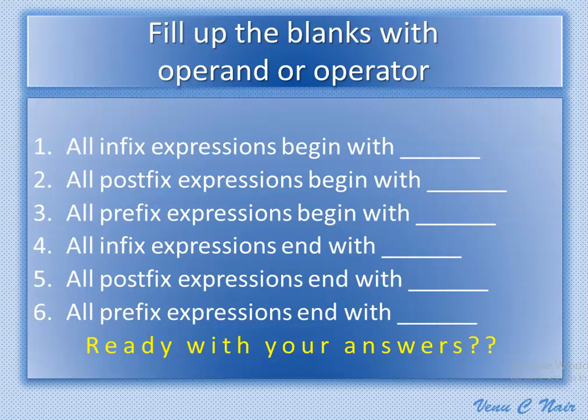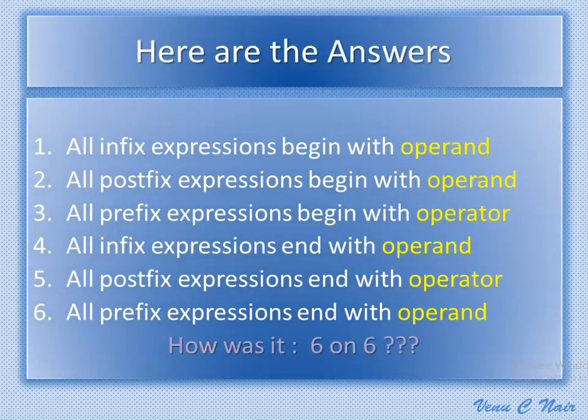Hope you are ready with your answers. So I am going to reveal the answers now. Yes, the first one is operand. Second one is also an operand. Third one is operator. Fourth one again an operand. Fifth is an operator. And sixth is operand. How was it for you? 6 on 6, right? Simple exercise, is it not?